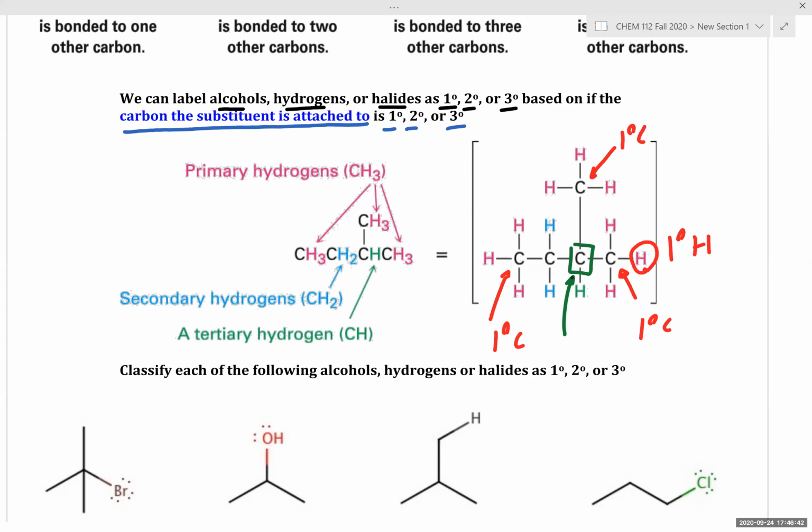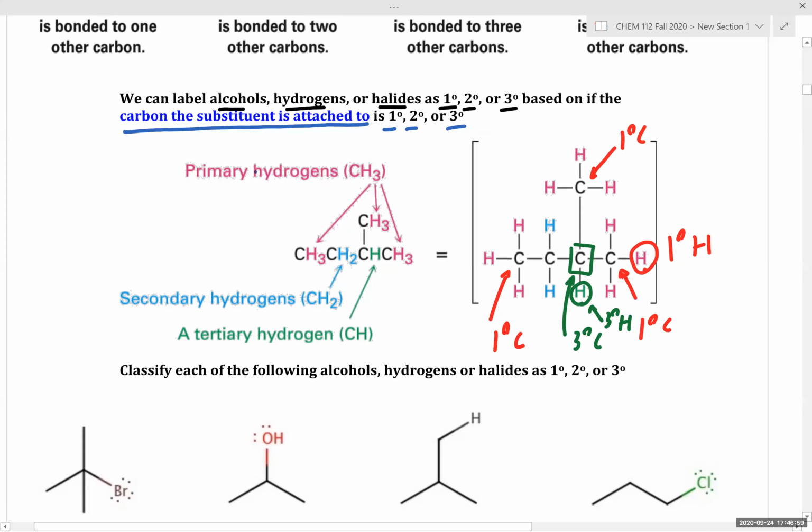How many carbons is it attached to? 3. So is it primary, secondary, or tertiary? It's tertiary. It's a tertiary carbon, and as a result, this hydrogen would be a tertiary hydrogen.